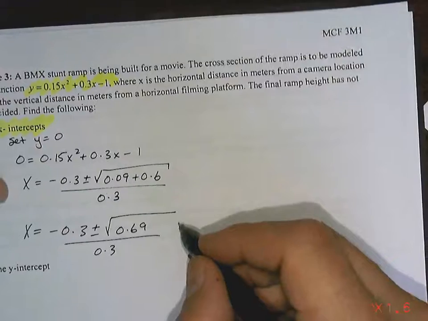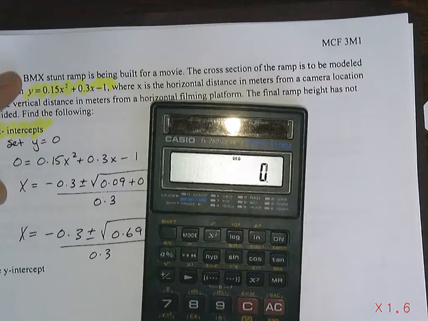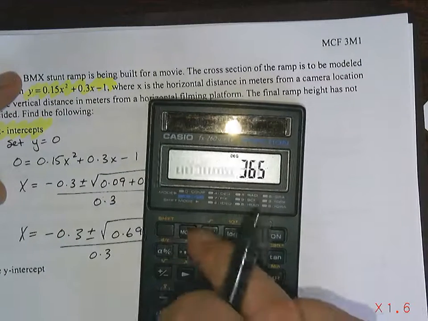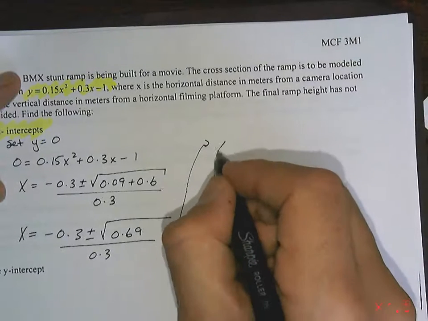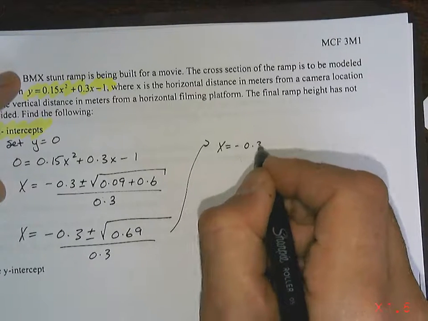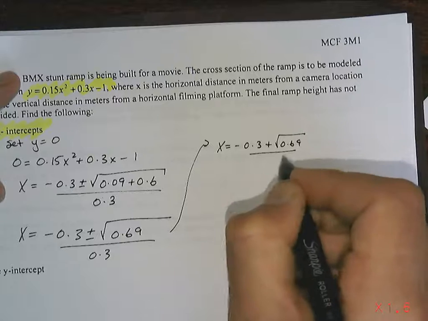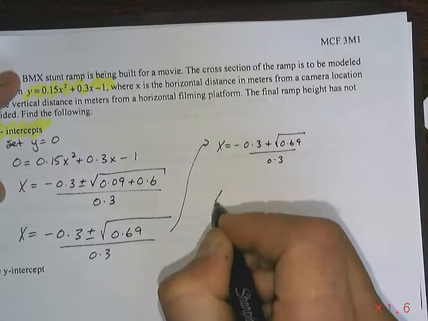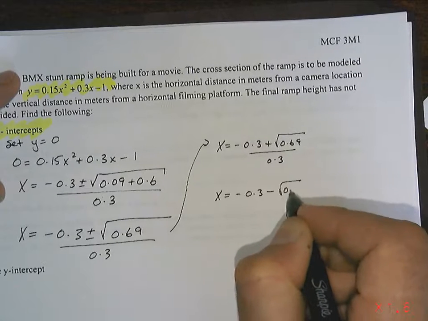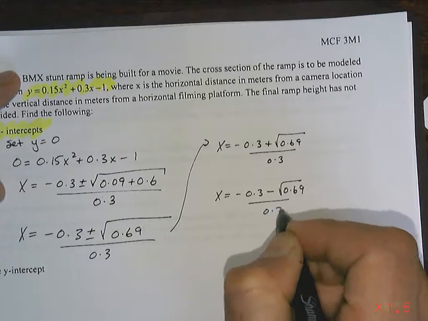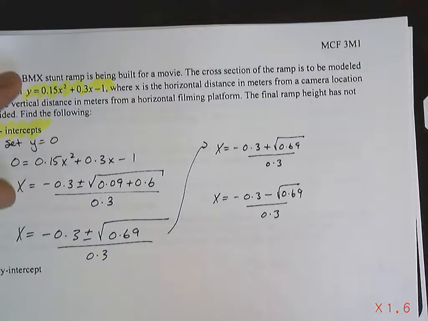So this is going to give us two answers. Hold on, 0.69 might actually work out nicely. Yeah, right. Okay, so it didn't. So it's going to be x equals negative 0.3 plus the square root of 0.69, divided by 0.3. And the other one's going to be x equals negative 0.3 minus the square root of 0.69, over 0.3.